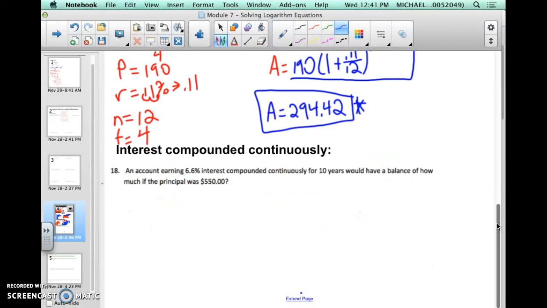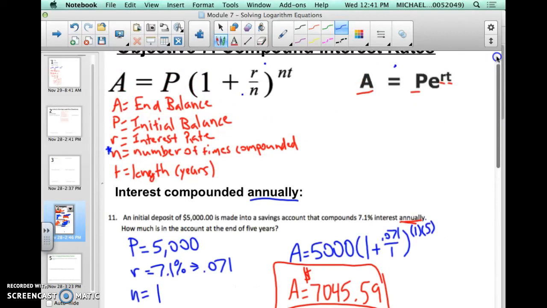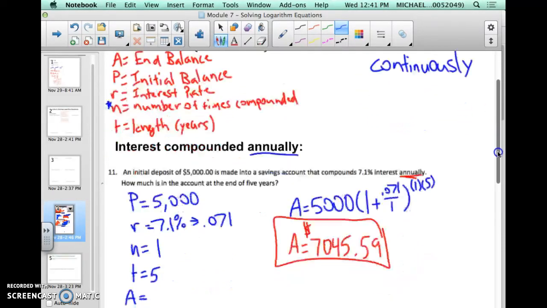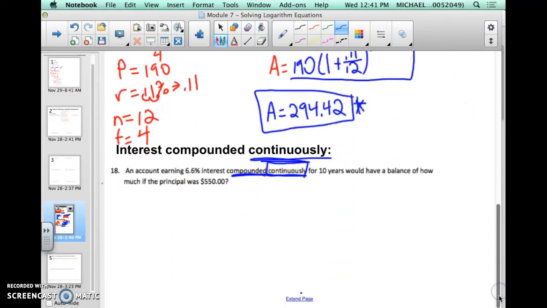Now, finally, compounded continuously. If I read this question, an account earns 6.6% interest compounded continuously. This word right here, continuously, tells me that I need to use this formula. This is the continuously formula, all right? So it's going to look a little bit different. I'm going to rewrite it so I can reference it. A equals P e to the R T.